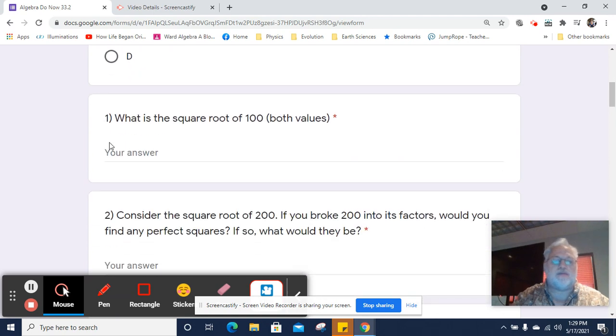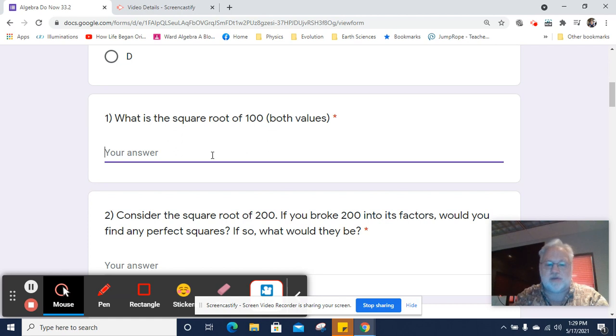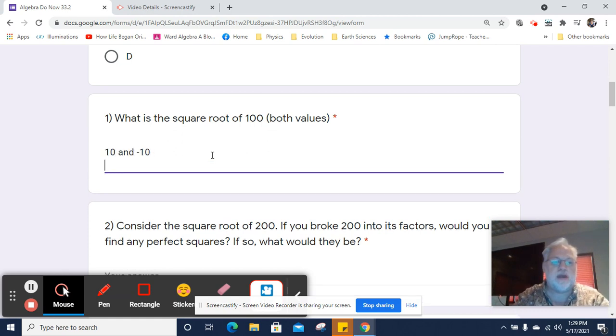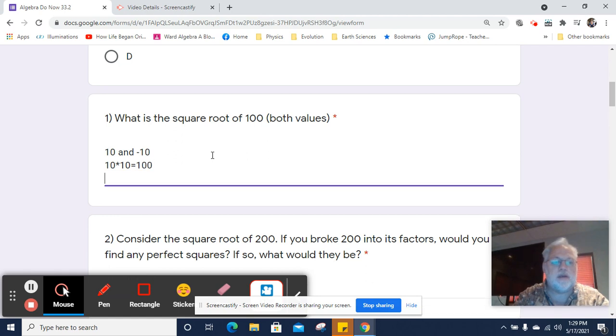So let's see what we have. What is the square root of 100? There are two square roots of 100. One of the square roots is 10, and the other one is negative 10, because 10 times 10 equals 100, and negative 10 times negative 10 also equals 100, because a negative times a negative is a positive.